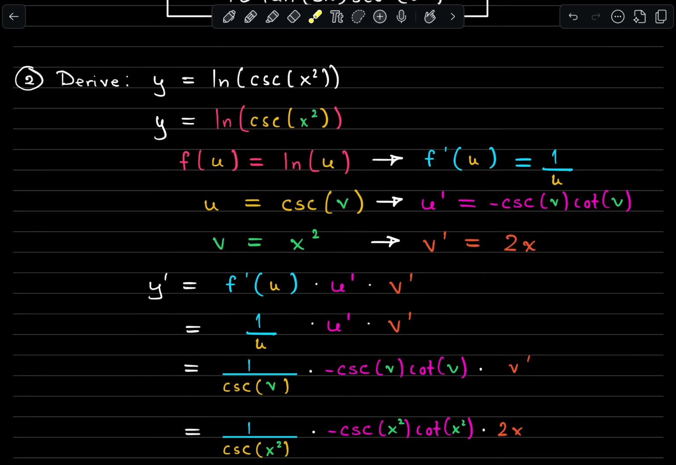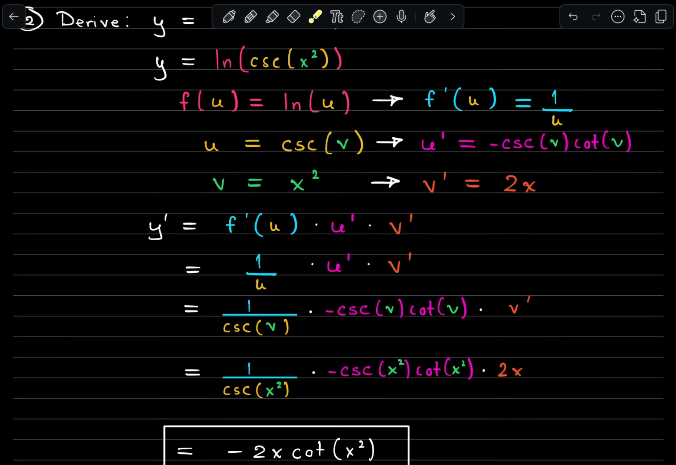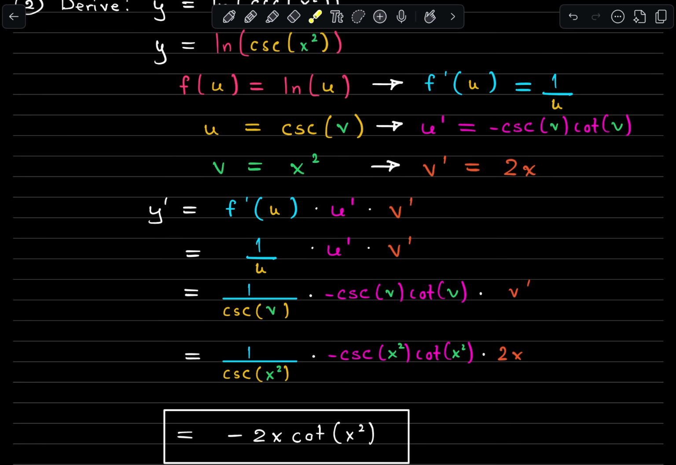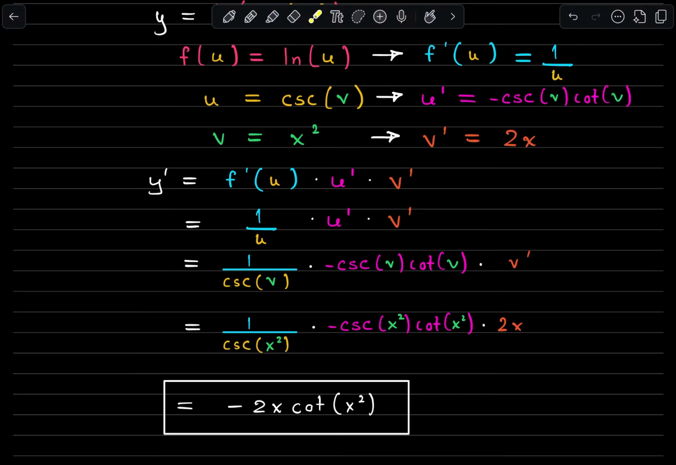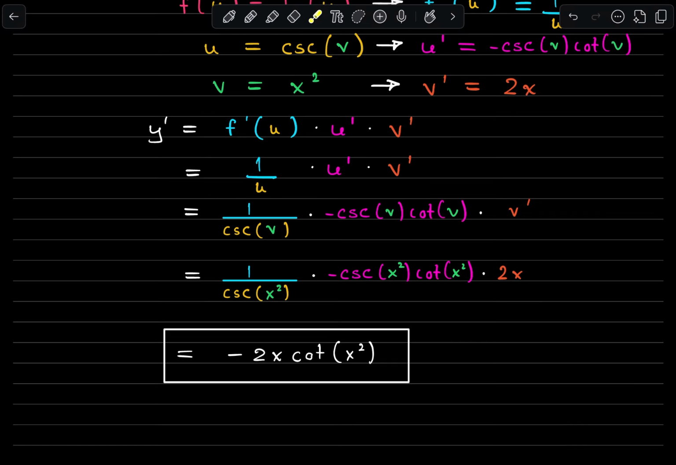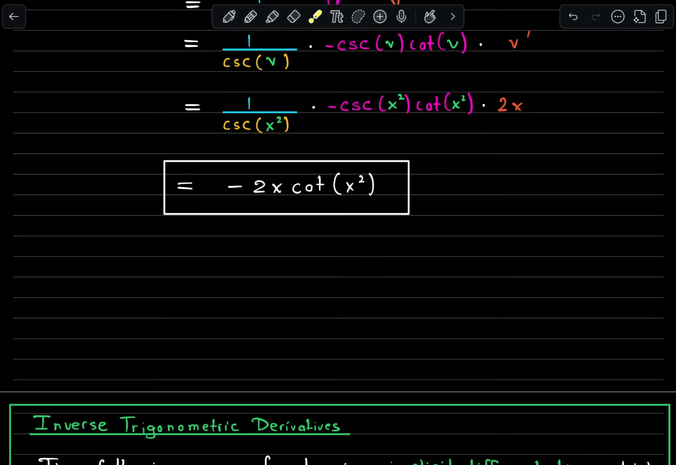And finally, put everything into terms of x. So wherever we have those v's, we put those x squares. V prime is going to become 2x. Now from here, I've got a cosecant x squared up here, I've got a cosecant x squared down there. I can cancel those and simplify this nicely into negative 2x cotangent of x squared. All right. So that's how it looks when we're applying our trigonometric derivatives.